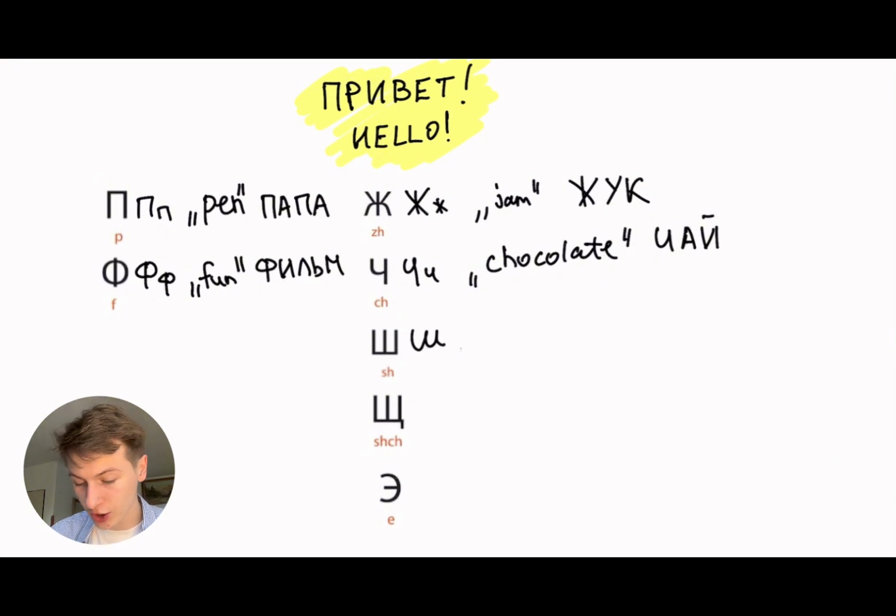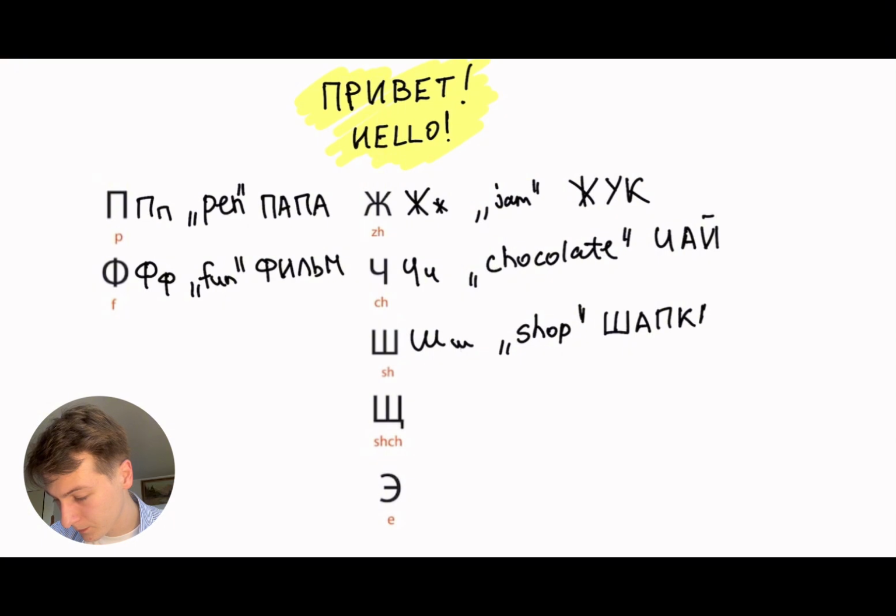Next one is Ш. Ш sounds like SH in shop. And the Russian example will be шапка, shapka, which means hat.